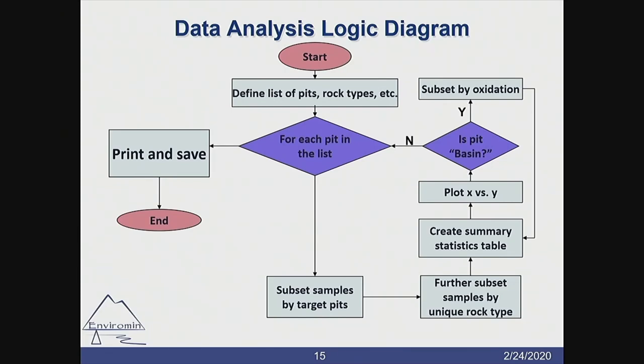And then you get to this part where you say, oh, for the basin, I know I wanted to look at the subset by oxidation because that pit has a really unique chain and shale layer that I just really want to examine further. So then you say, for the basin pit, I want to subset by oxidation and run that entire analysis again. And then you can print and save.